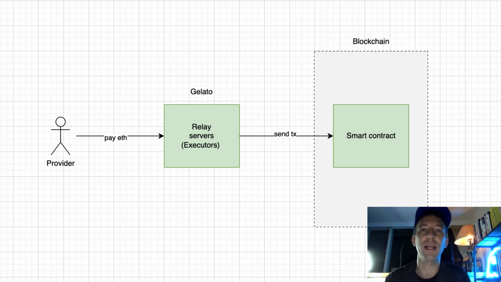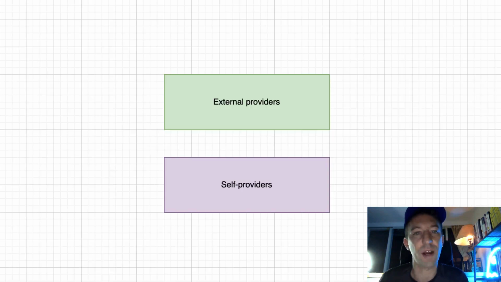Gelato consists of a network of relay servers that are being incentivized to execute certain tasks for the users of your dApp. These relay servers are also called executors. Executors are paid by providers in ETH in exchange for running their automation infrastructure. There are two kinds of providers.